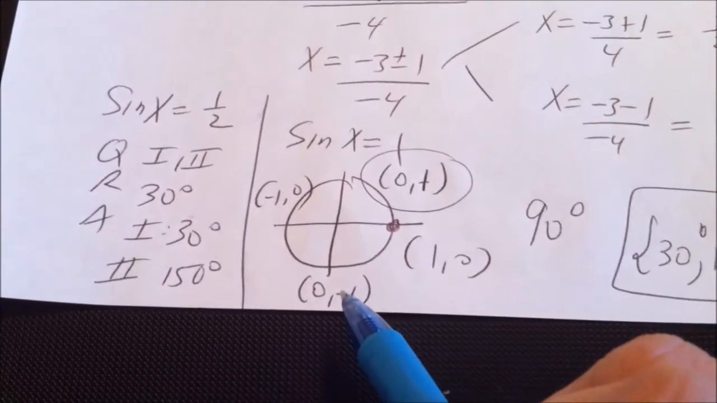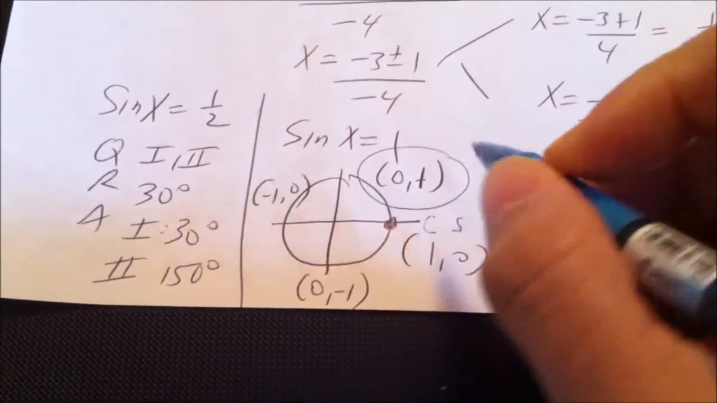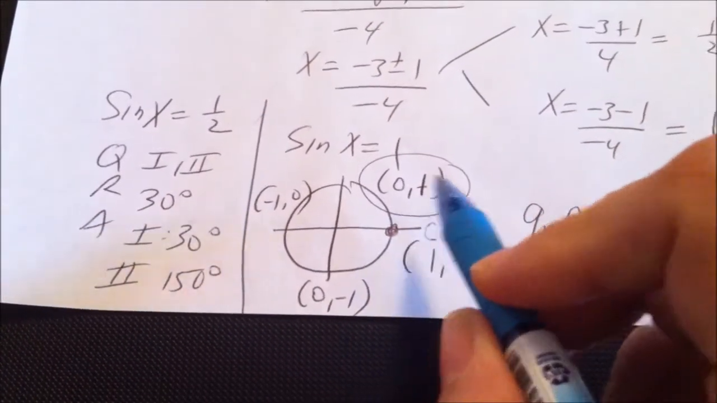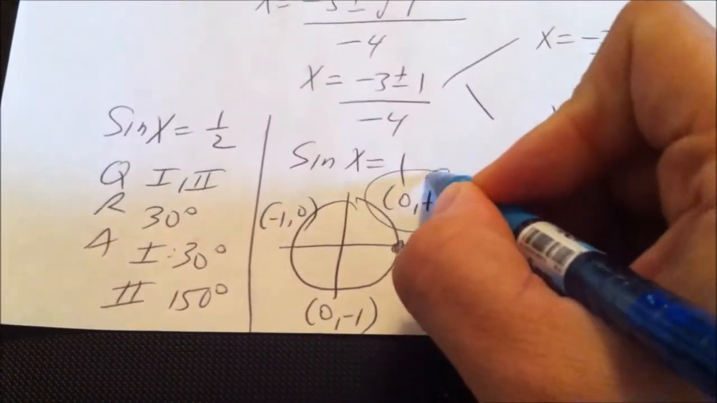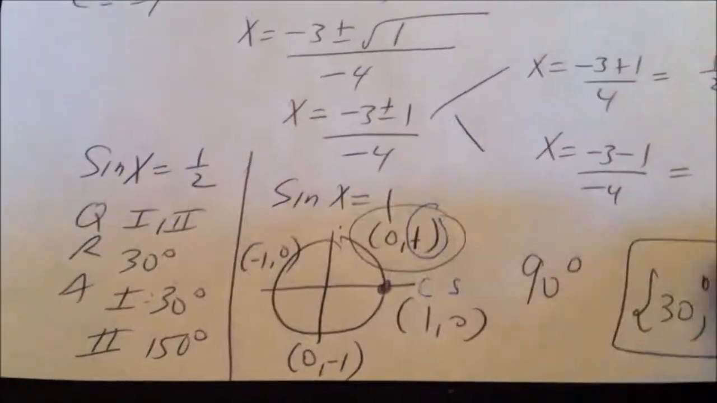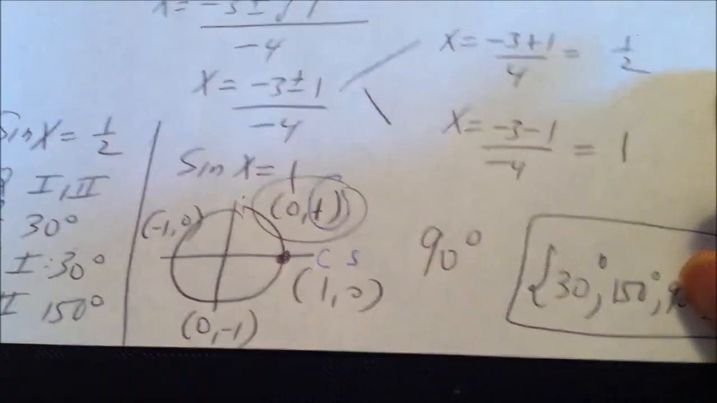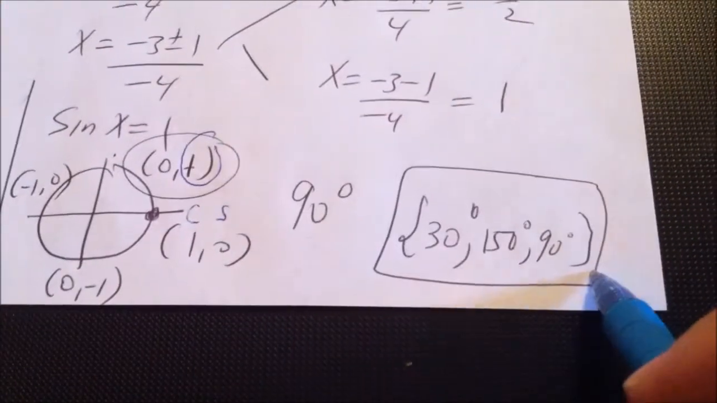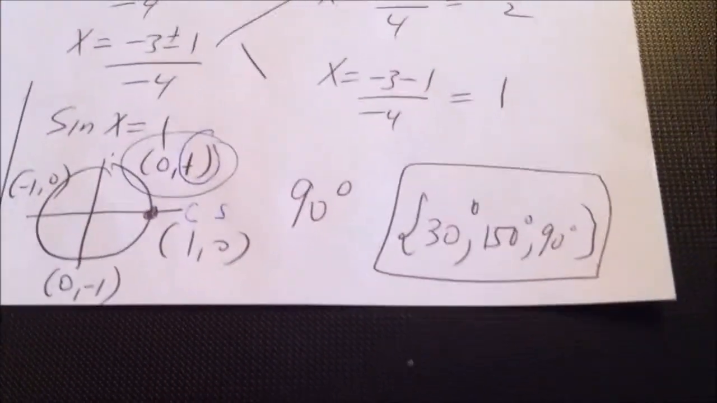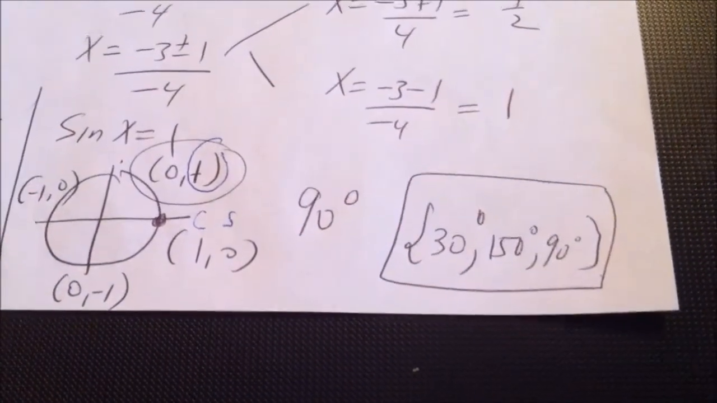Every coordinate on the unit circle is represented trigonometrically as cosine, sine. So where is sine 1? Well, this is where sine is 1 right here, which happens to be at 90 degrees. So what are my 3 answers? 30, 150, and 90. It doesn't have to be rewritten in any order. Any order is fine. And there you go.